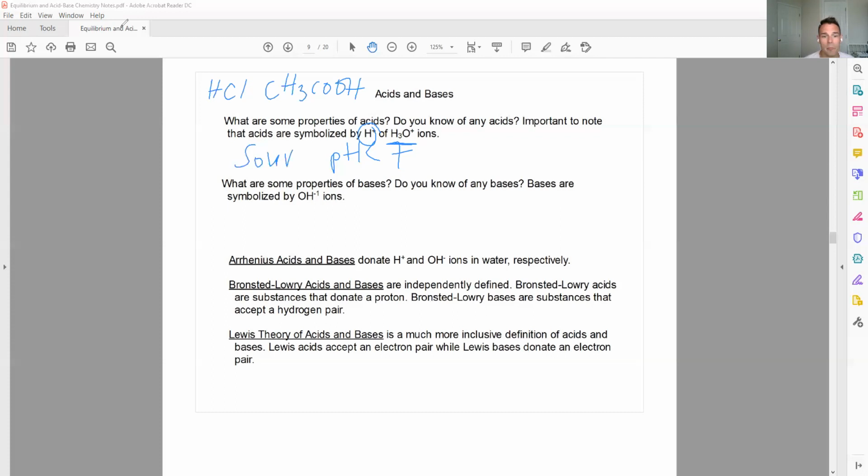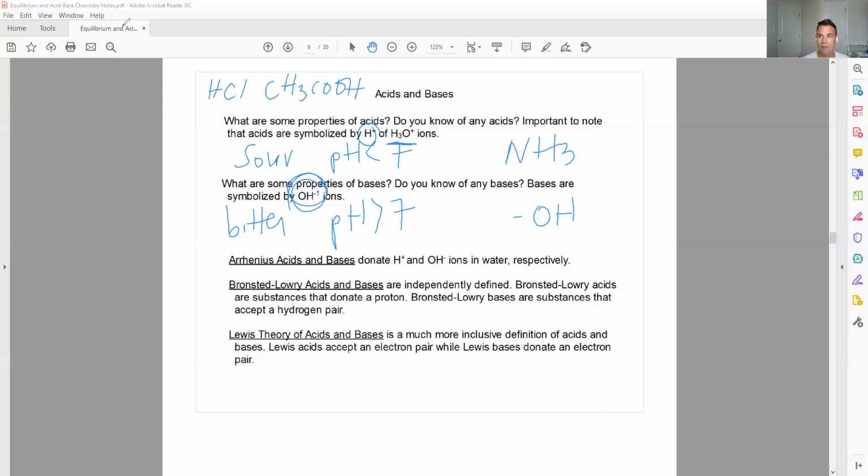Bases are bitter, and their pH is going to be greater than 7. Anything with an OH at the end is going to be basic. There are other compounds that do not have hydroxides that are bases. For example, ammonia is a base, it doesn't have an OH, but it is a base. And again, OH at the end, the hydroxide ion, symbolizes that you have a base.